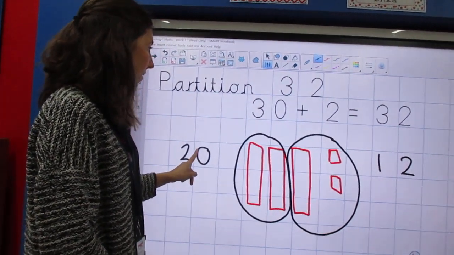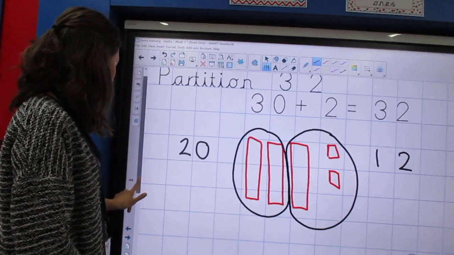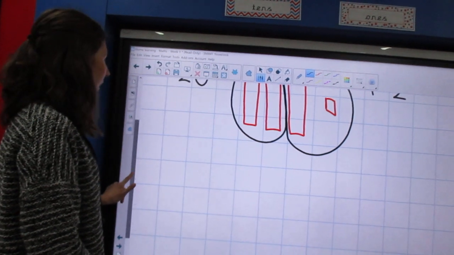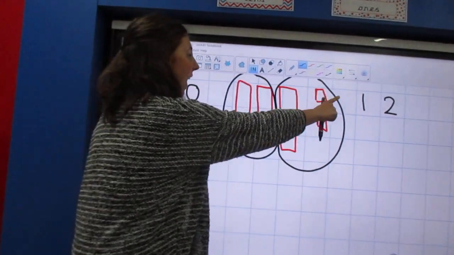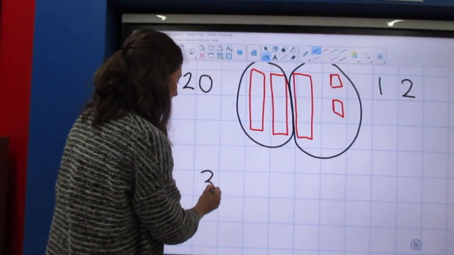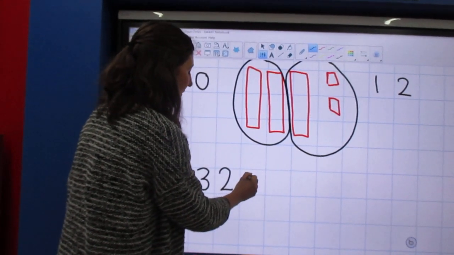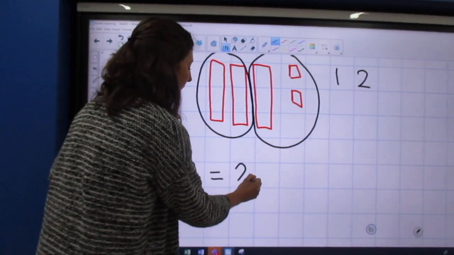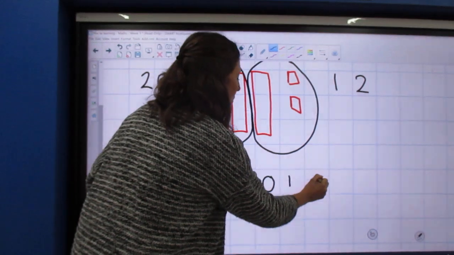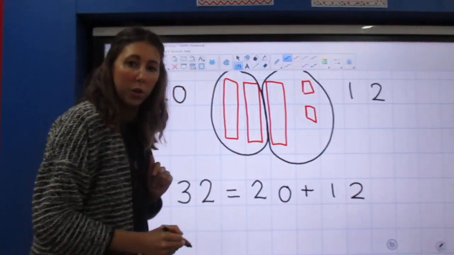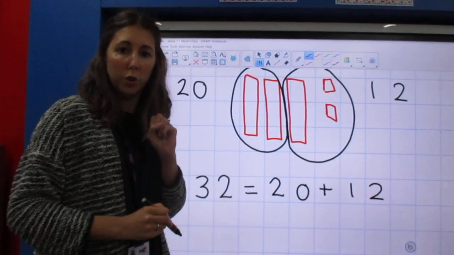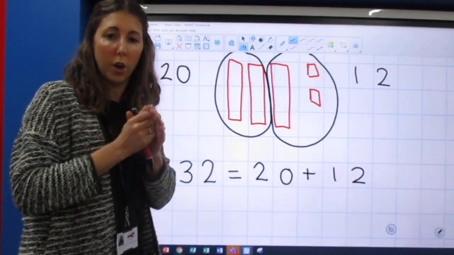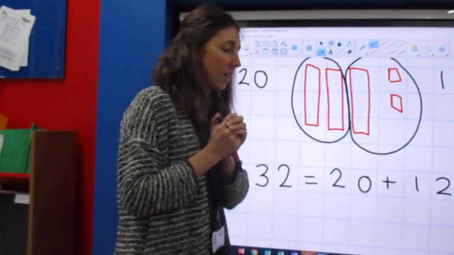So my number sentence that I would write this time would be 20 add 12. And in your workbook it shows you the number first, then the equal sign. So 32 can equal 20 add 12. And then all you can do is rub that one out, draw your 32 again and see if you can partition it or split it into other groups of 2. Okay, see how you get on.